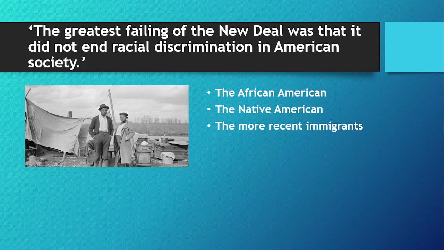There must be balance in your work. But let me just remind you of three things. Other than for Native Americans, the needs of African Americans or the more recent immigrants were not specifically targeted. Segregation still existed, indeed was employed in the CCC camps and in the TVA, and Roosevelt did not pass an anti-lynching law.